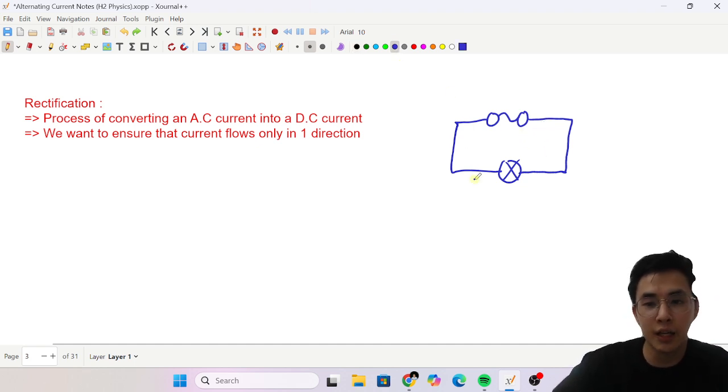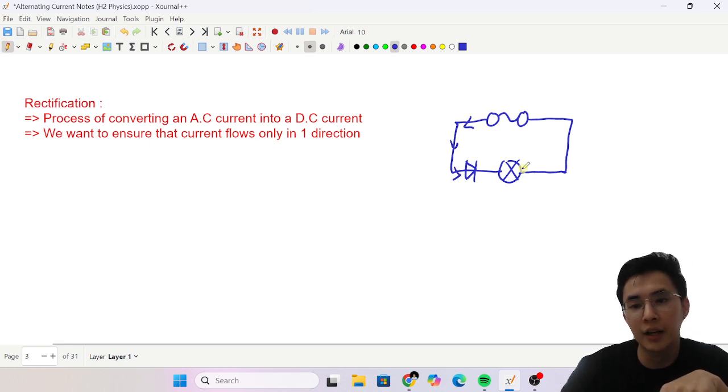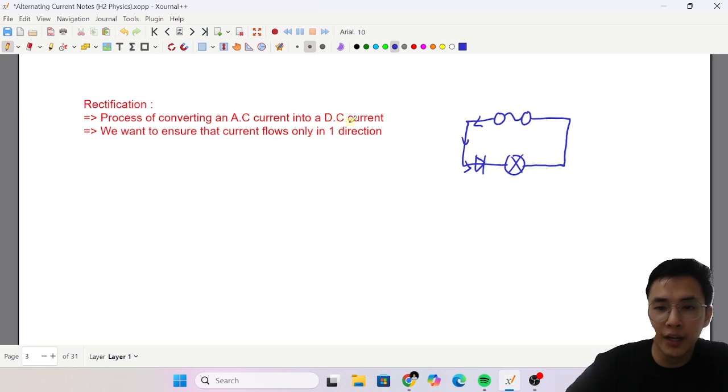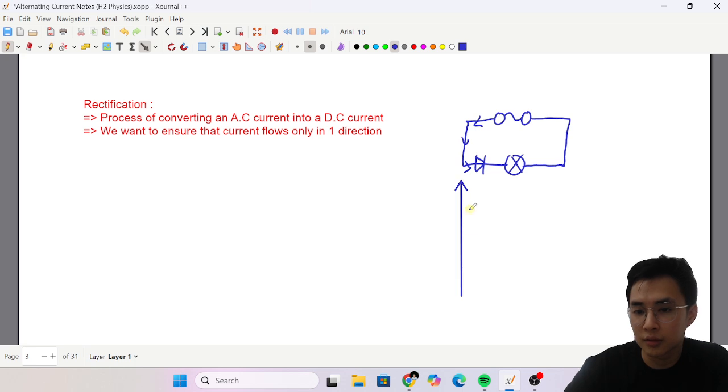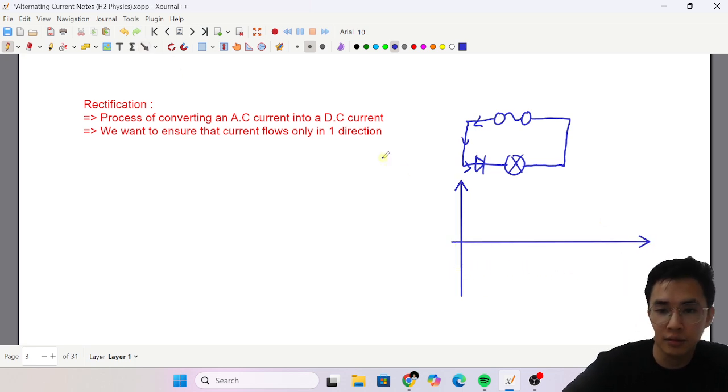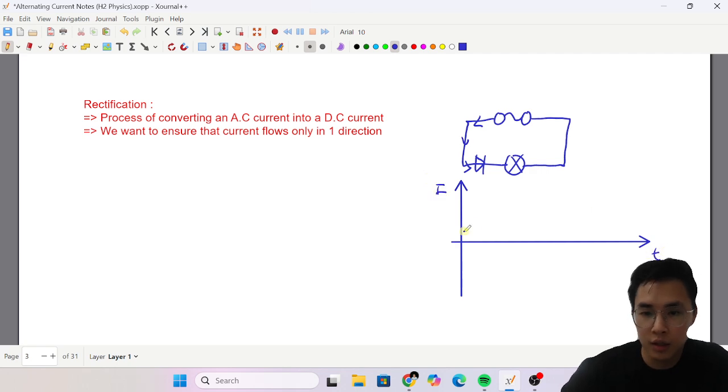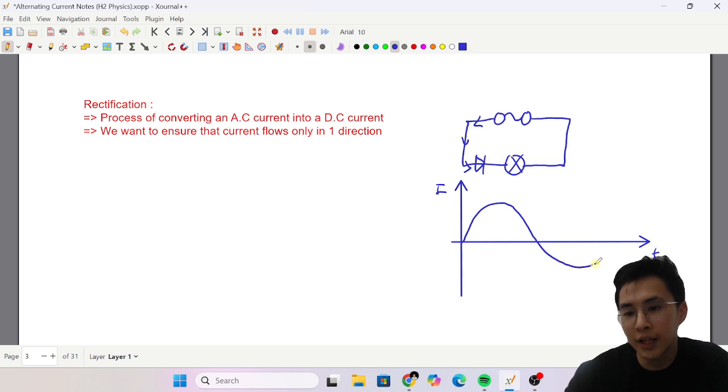Let's draw a diode now. The diode can look something like this, and this diode just means current can only flow in this single direction. Suppose my original graph, before I put the diode in, was like this. Let's draw the current against time. Then my current would look like that originally.